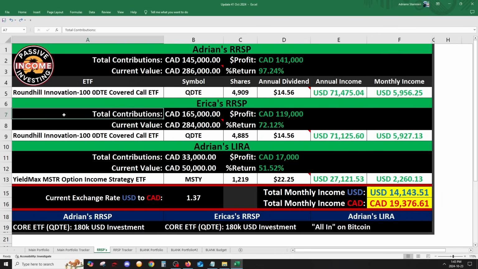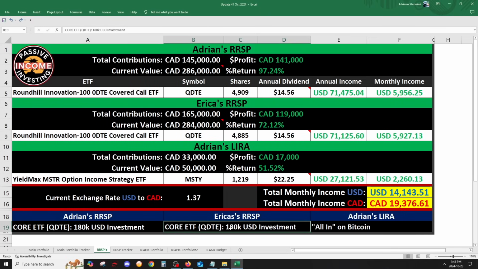And by the way, in case you're wondering, you could still contribute to your RSPs when you're a non-resident if you have room. It's just pretty much not worth it because you might as well put it in the non-registered cash account. But in this case, I just did it for my OCD, so we have the exact same number of QDTE shares.